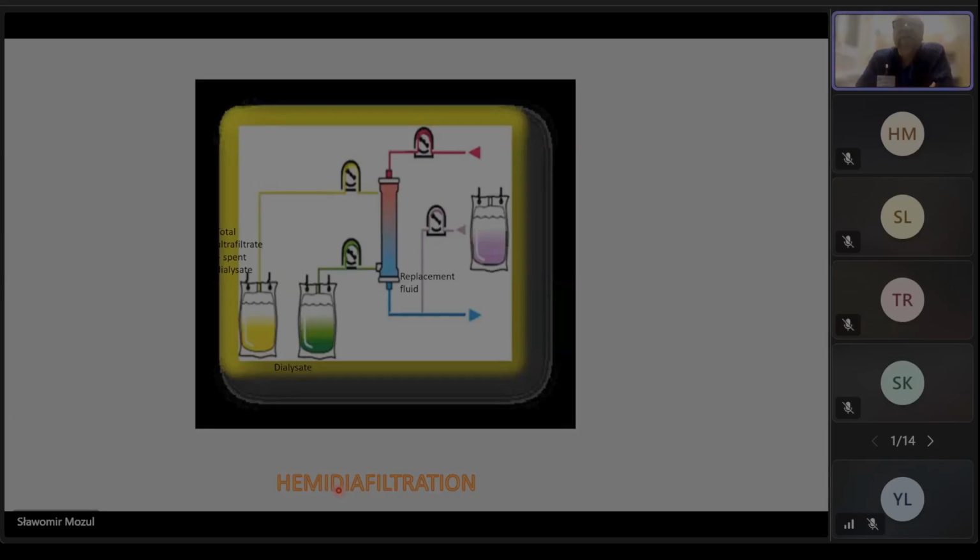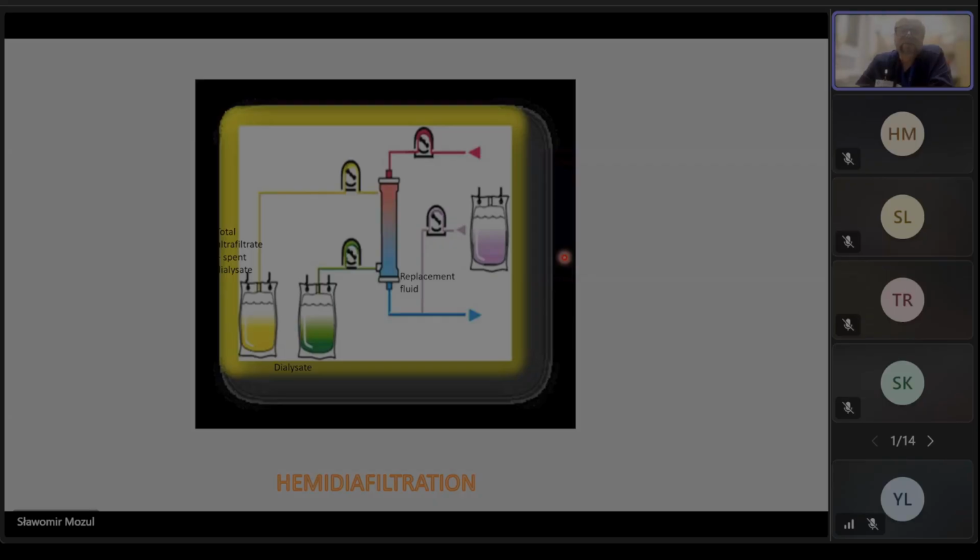Now hemodiafiltration. This is a kind of treatment that combines hemodialysis with hemofiltration. The filter is like a dialyzer. It consists of 2 compartments. It differs in a high flux and permeable membrane with larger pores. This method is more efficient for larger water-soluble substances. Both diffusion and convection are used in this process.